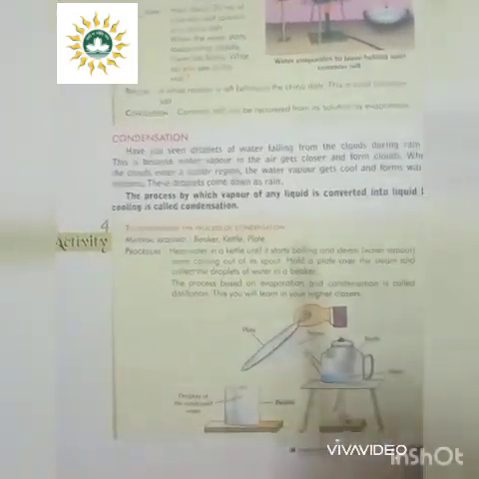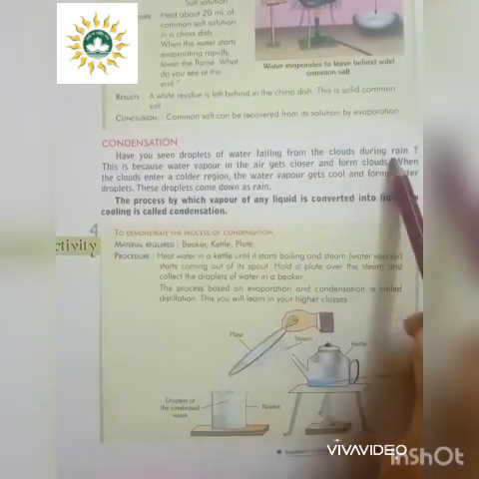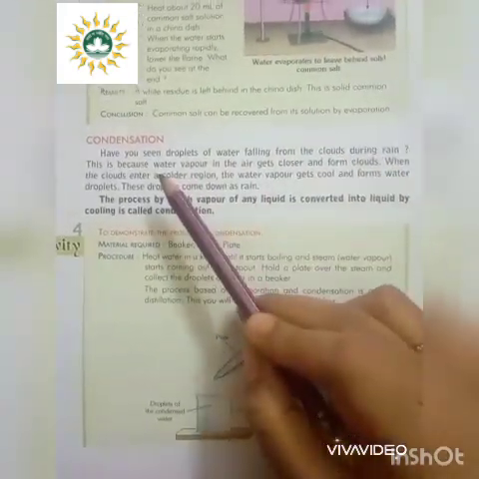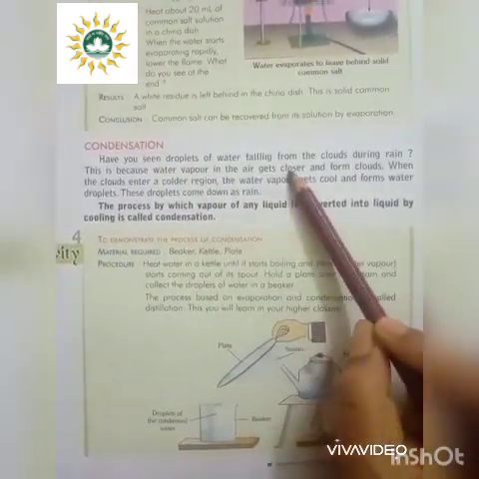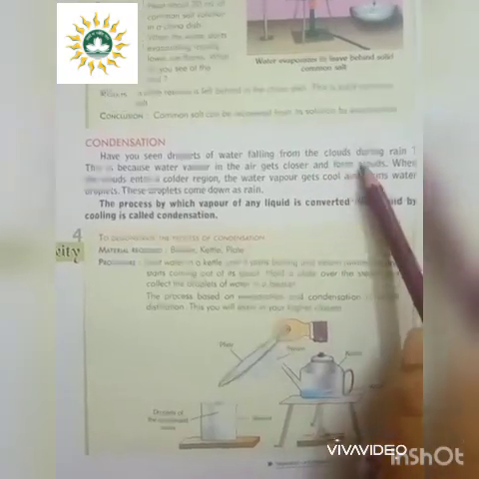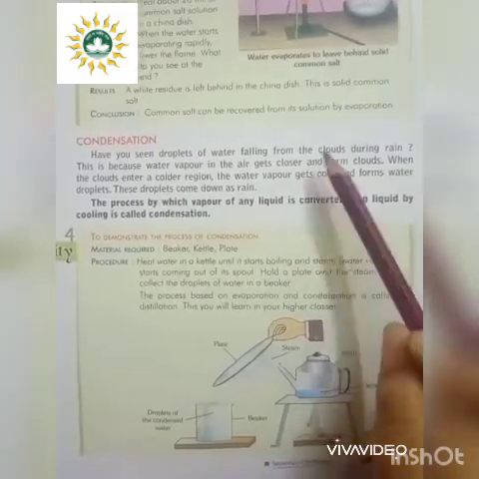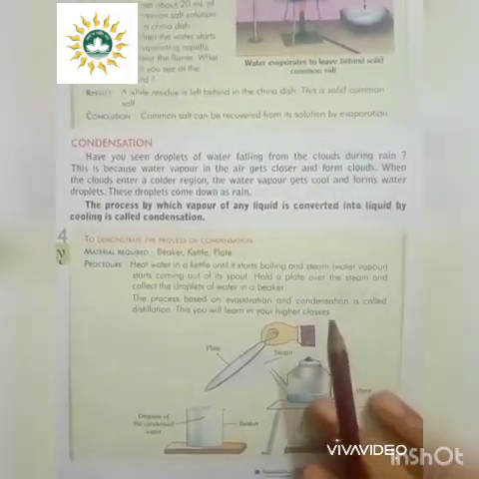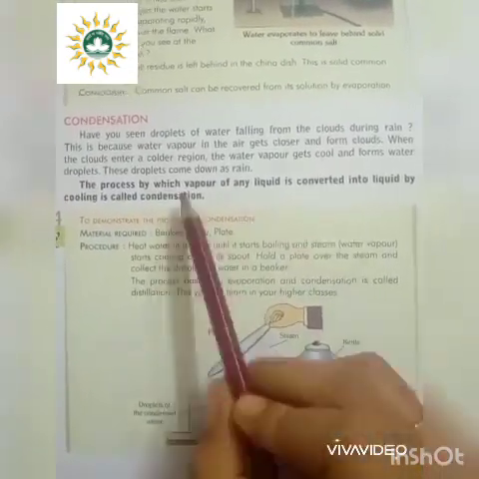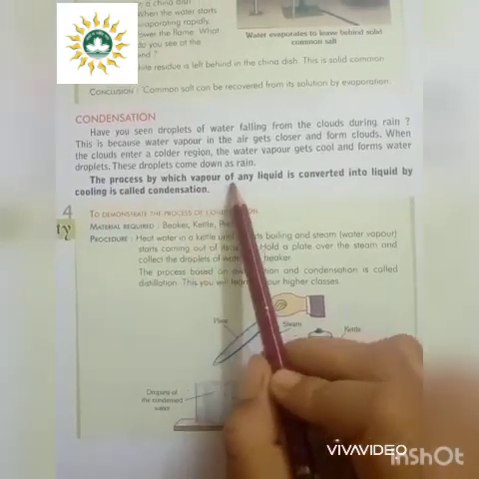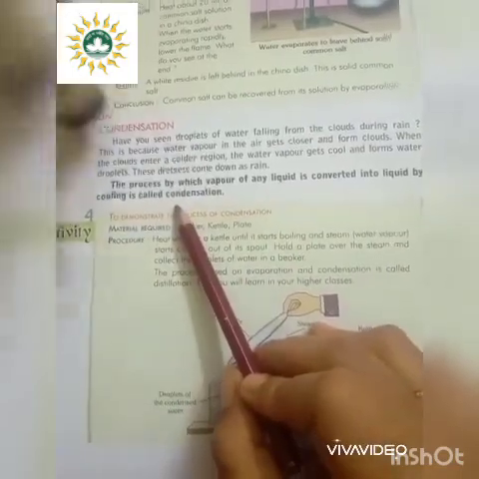Coming to the method of condensation, you must have seen droplets of water falling from the clouds during rain. How is this possible? This is because water vapor in the air gets closer and forms clouds, and when the cloud enters a colder region, the water vapor cools and forms water droplets. These droplets then come down on the earth as rain. The condensation process is exactly like that. It is a process by which vapor of any liquid is converted into liquid by cooling.